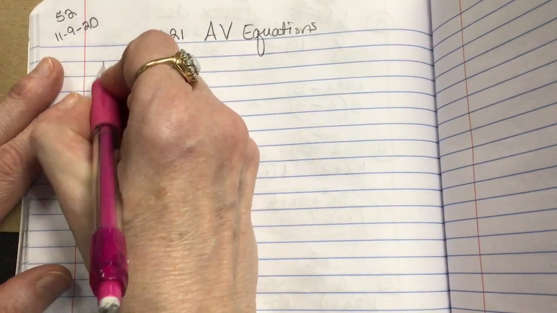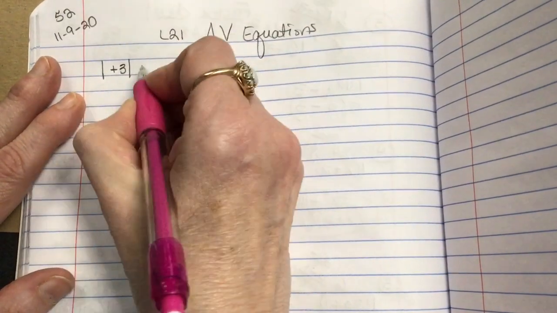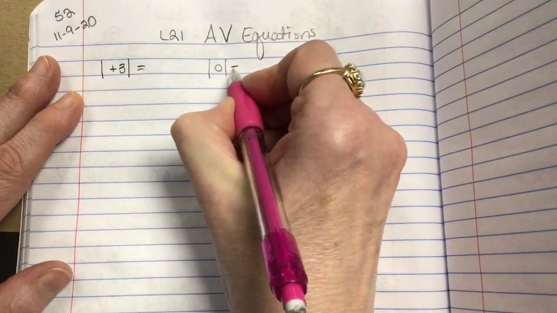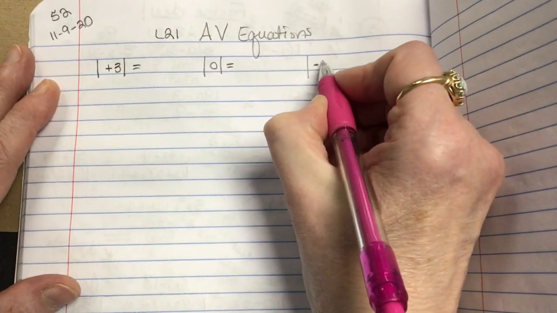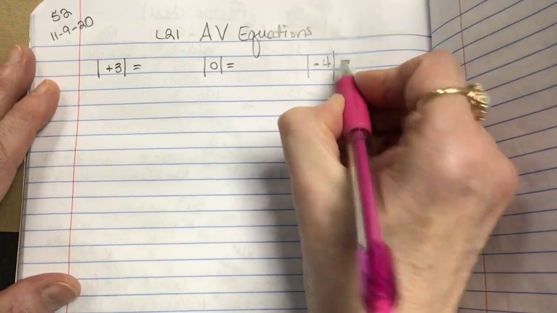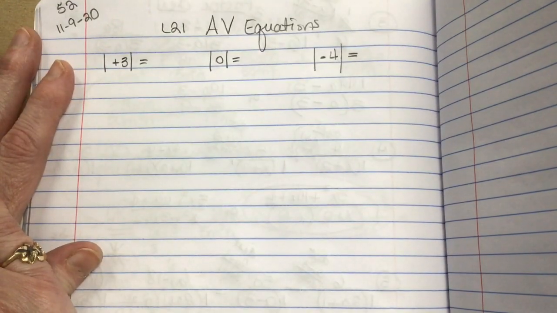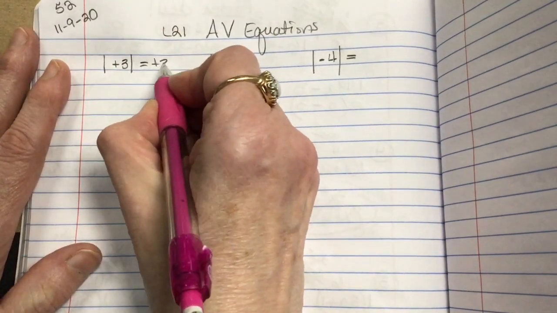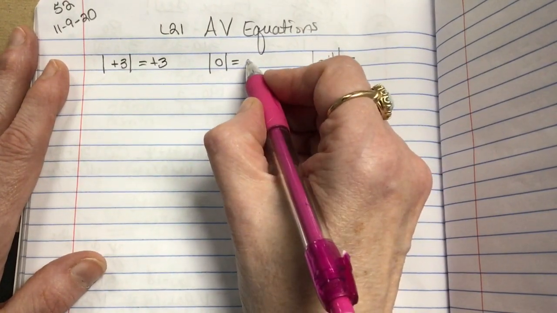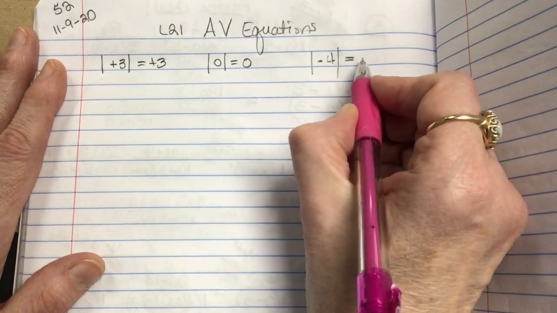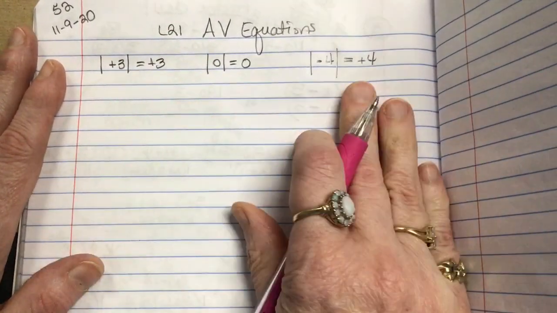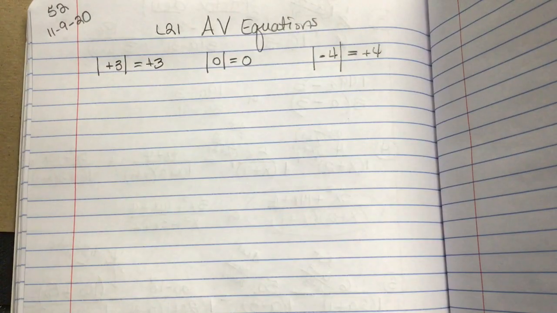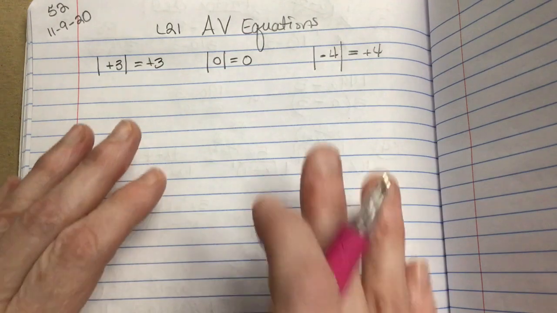So if I'm taking the absolute value of a positive 3, if I take the absolute value of 0, and if I take the absolute value of a negative number, we'll do negative 4. Okay. What's the absolute value of positive 3? Positive 3. What's the absolute value of 0? And what's the absolute value of negative 4? Positive 4. And we'll write the signs. I'd encourage you to do that. Absolute value, we've always said, is the distance from 0, which, if you remember, distance is always positive, and that's why it will come out positive.